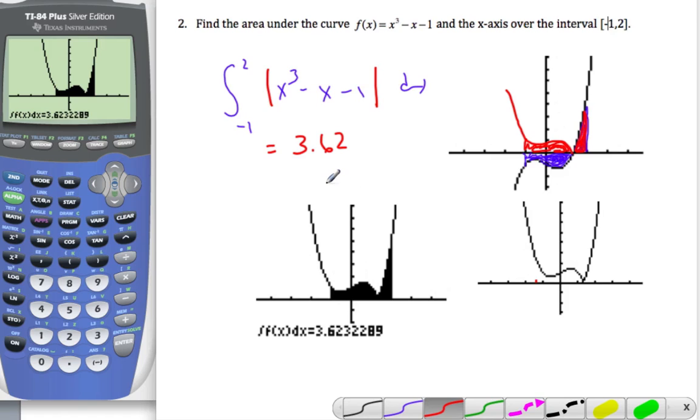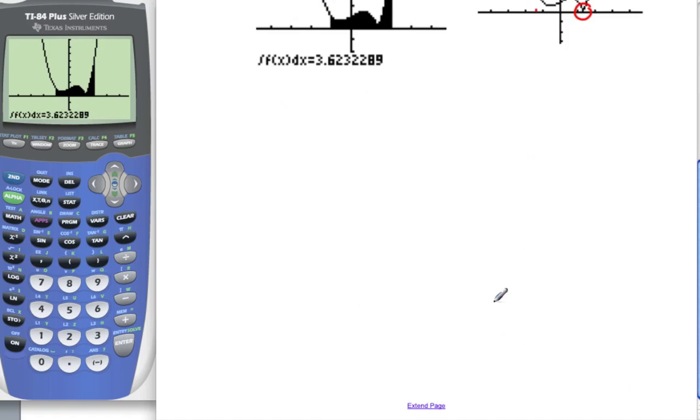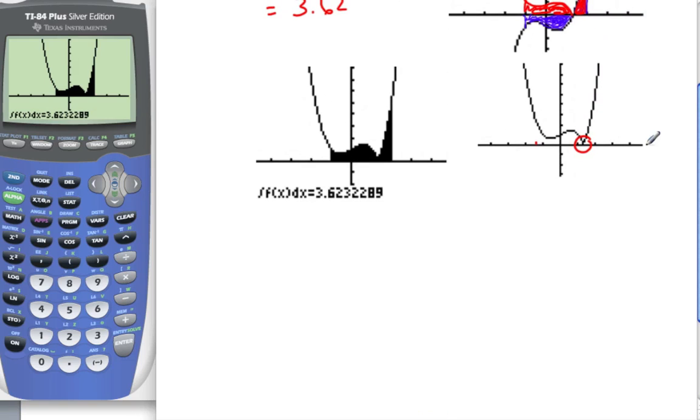So what if we didn't have a graphing calculator? Then what would we do? Well, in this particular example, it would be quite hard, because we would have to find this value here. Let's talk conceptually about what we would have to do. I would have to find that value there. Let's say it is a. I know I'm going from negative 1 to a and then a to 2.